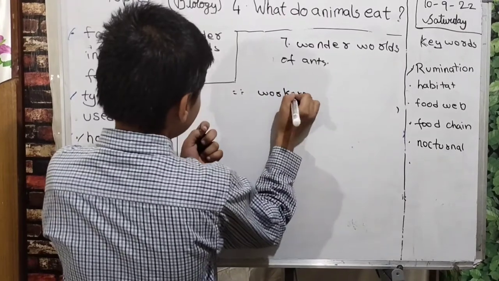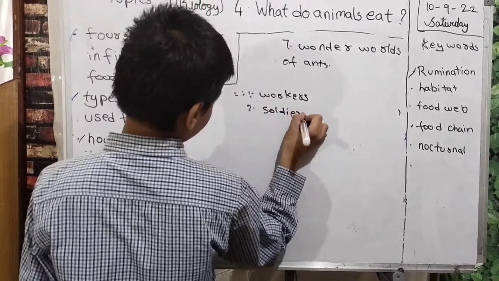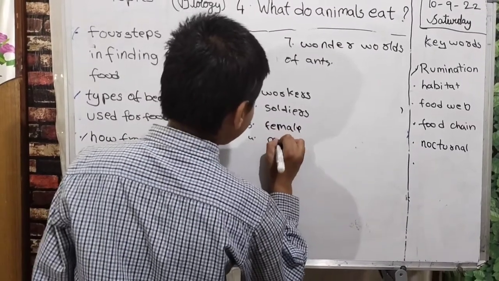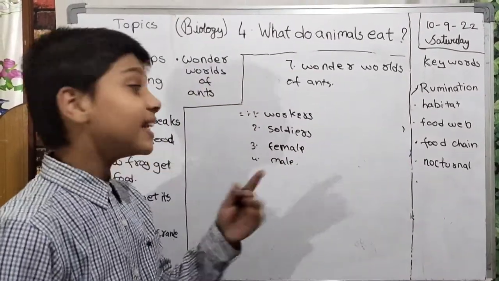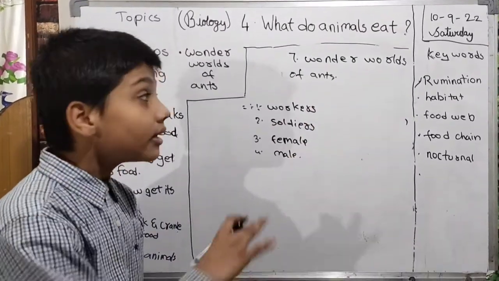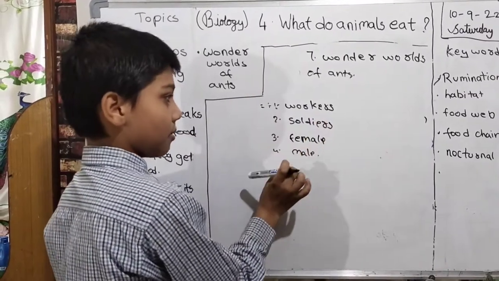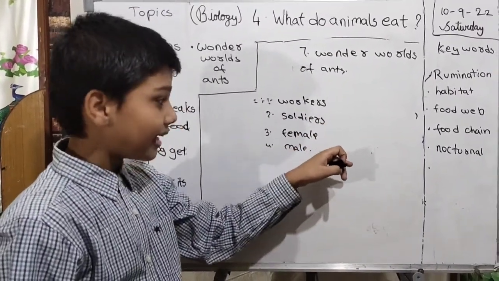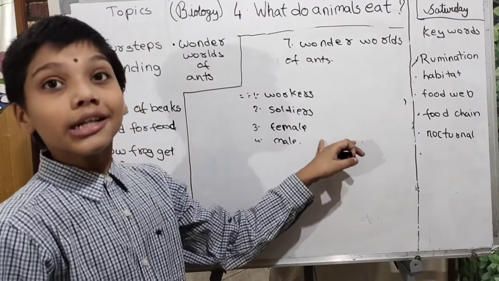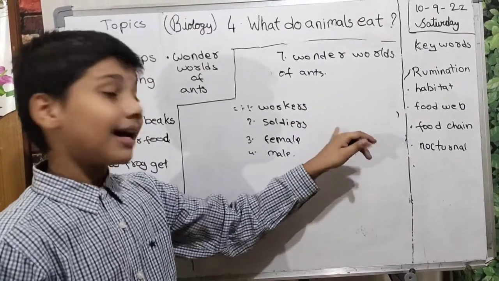workers, soldiers, female, and male. So mainly the worker ants will collect the food and store it in the type of fungus, and they will collect it for all the soldiers, female and male. The soldiers will protect the female and male, and the female ants will be doing the cooking part. And the male ants will also be concerned with the workers, soldiers, etc.